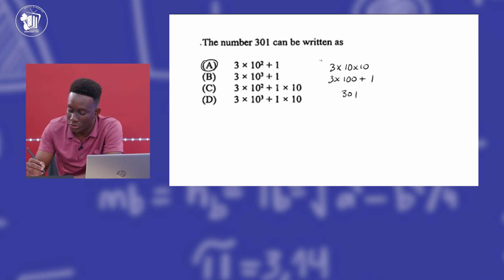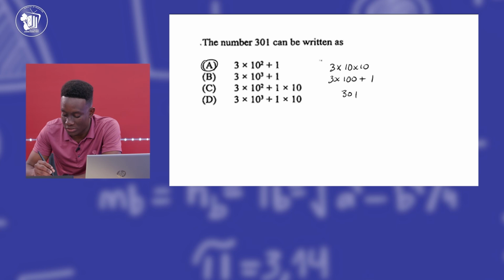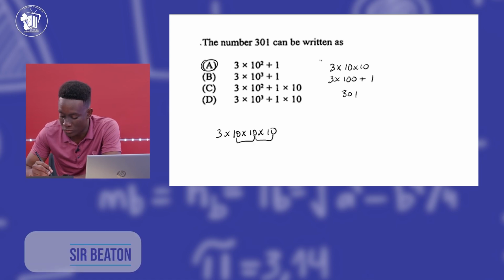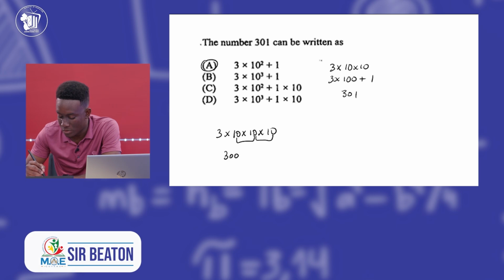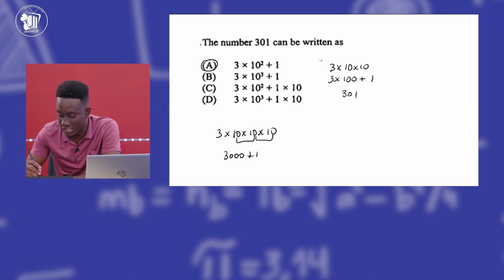So let's look at the other option, which is 3 times 10 to the third power. This would be the same as 10 times 10 times 10. 10 times 10 is 100. 100 times 10 is 1,000. So 3 times 1,000 would be 3,000, plus 1 would be 3,001. So that cannot work. And the same thing for the others.